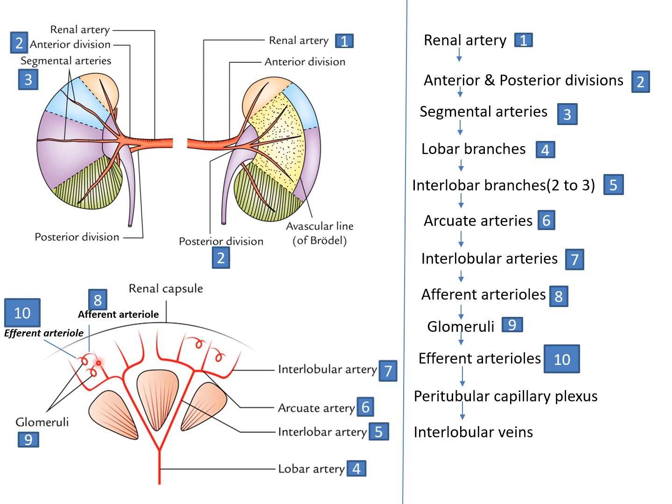The interlobular artery gives rise to the afferent arteriole, which splits to form the glomerular capillaries, and these capillaries unite to form the efferent arteriole. The efferent arterioles give rise again to the peritubular capillary plexus and vasa recta, and these in turn drain into interlobular veins. The interlobular veins in turn drain into the arcuate veins, then the interlobar veins, the lobar veins, and ultimately into the renal vein.